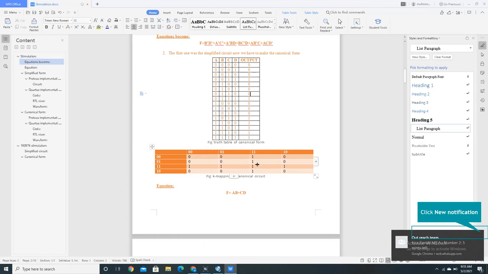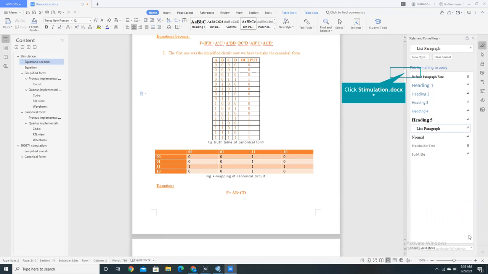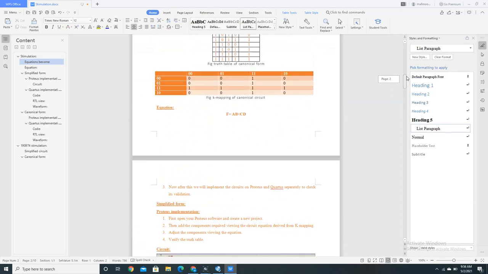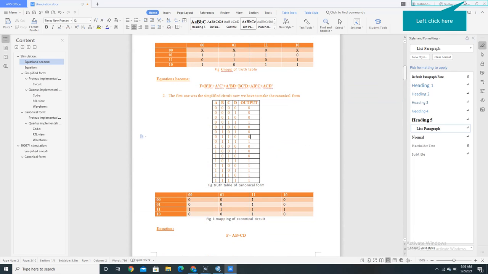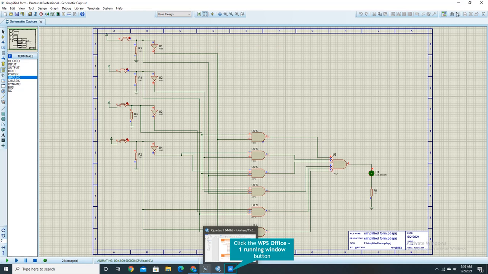So this canonical K-map would be formed, and by using this K-map we would be having two equations, one for this circuit and one for this rectangle. So these four rectangles would be giving us two equations of F equals AB plus CD without any negative sign. So this would be our truth table and K-map, and then when implementing them on Proteus, I would be having this circuit over here.